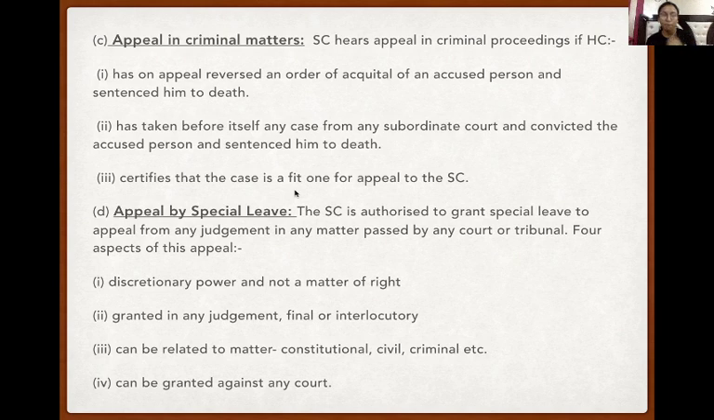Now comes the appeal by special leave. Okay, so the Supreme Court is authorized to grant special leave to appeal from any judgment in any matter passed by any court or tribunal. Four aspects of this appeal are it's a discretionary power and not a matter of right. So पहले हम समझते हैं what is this special appeal and what can be done by Supreme Court in this special leave. Okay, so under special leave the Supreme Court is authorized to grant special leave.